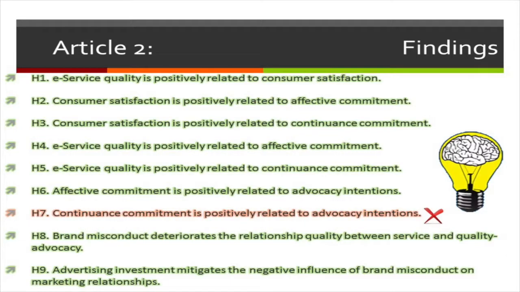For the results, after ascertaining that the measurement items held adequate properties, the researchers examined the individual hypotheses by performing partial least squares. Hypotheses 1 to 6, 8, and 9 are strongly supported by the data. However, only hypothesis 7 is not supported by the data.